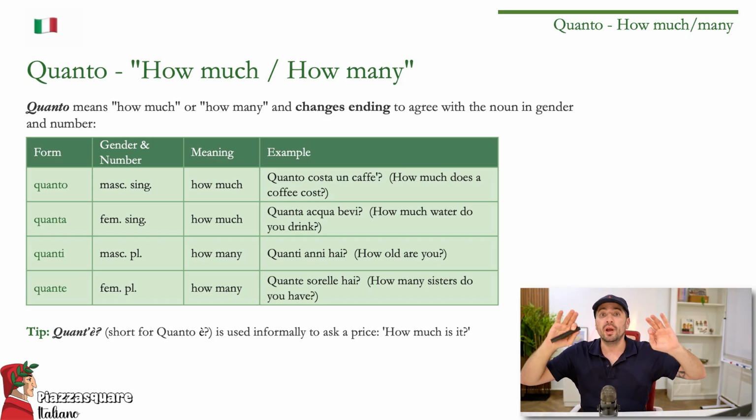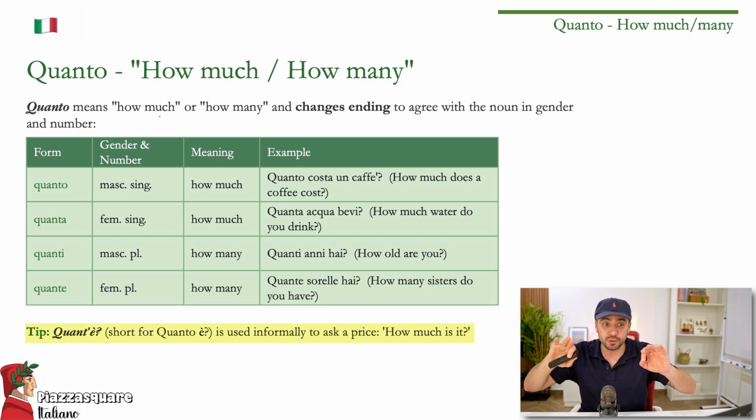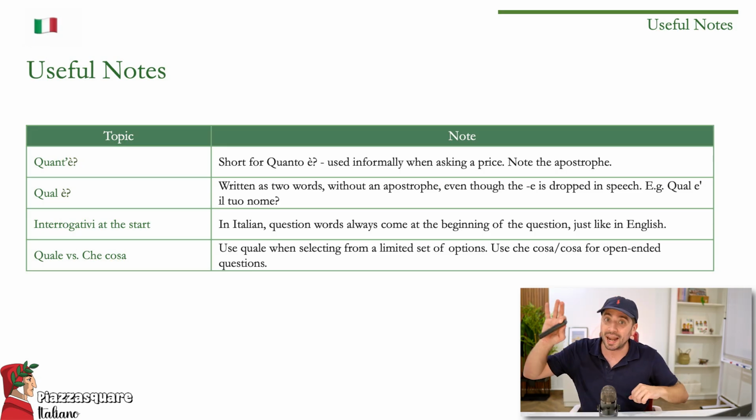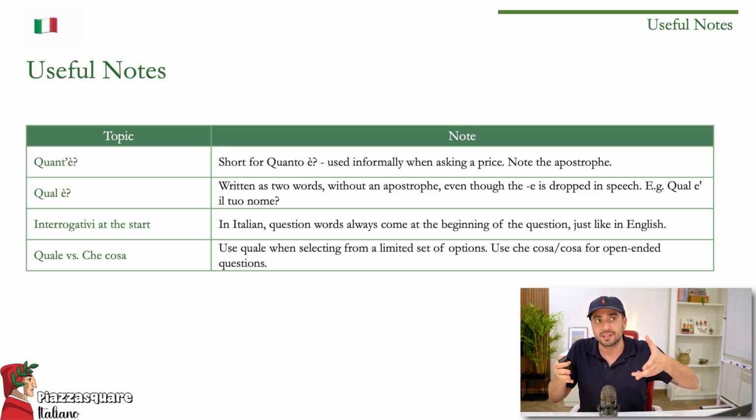Nota bene. When quanto or quale are used before è, you will sometimes see them contracted in writing for smoothness. For example, you might see quant'è, short for quanto è, meaning how much is it? This is used when asking for a price, especially informally. And as mentioned, qual è is written without an apostrophe. Quant'è has an apostrophe, qual è does not have any apostrophe, even though it drops the e. These contractions help the question flow better.